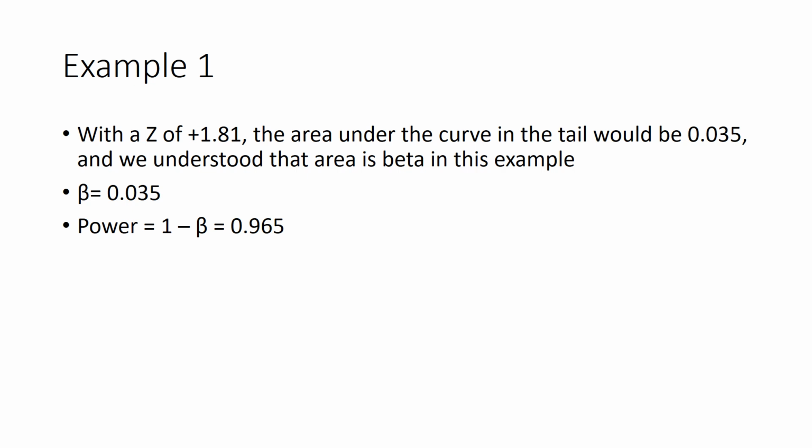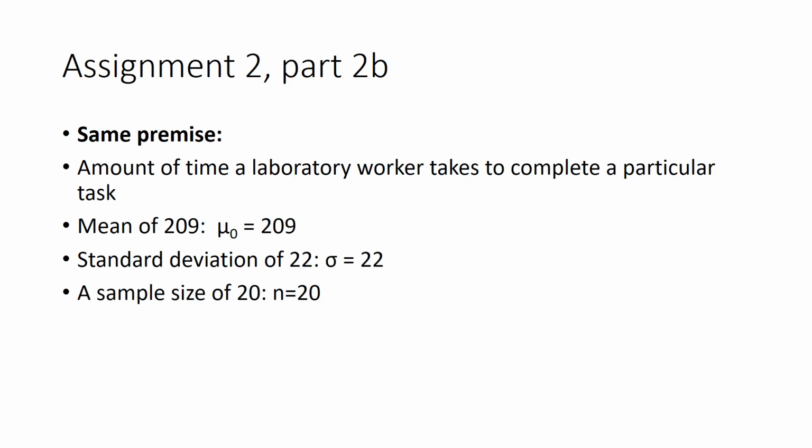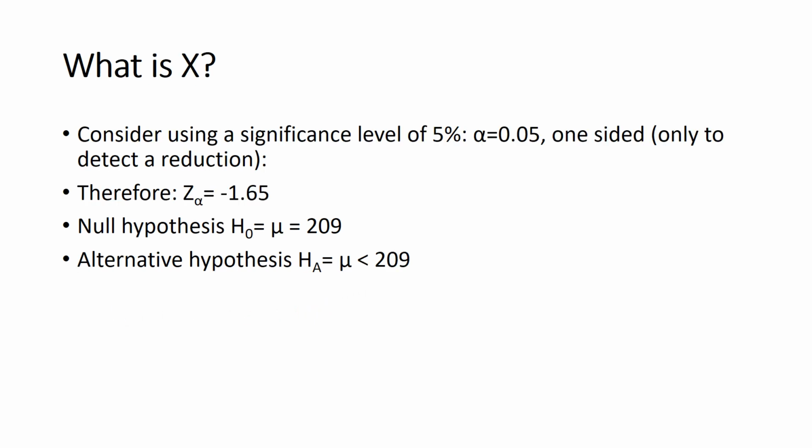So let's go to another example. Again, same question, same assignment, but instead we're going to check part 2b. It has the same premise. It's the amount of time a laboratory worker takes to complete a particular task. Our mean or mu naught is 209 seconds, standard deviation 22, sample size of 20. Same thing. We can solve for x bar.